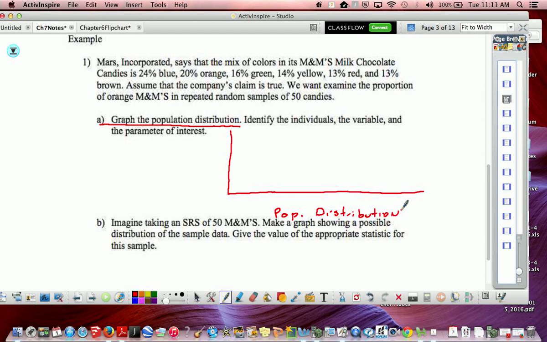So in our population distribution, here we're told the percent, and it goes all the way up to 24 as our highest, so I'm going to count by fives: 5, 10, 15, 20, 25. And I'm going to graph each and every one of the colors. We'll see if I can actually color code it to an extent. So we start off with blue, 24%.